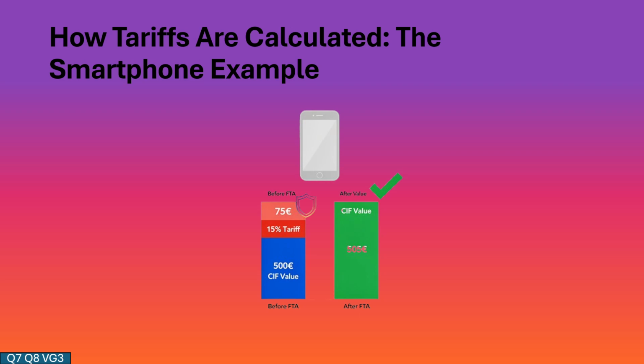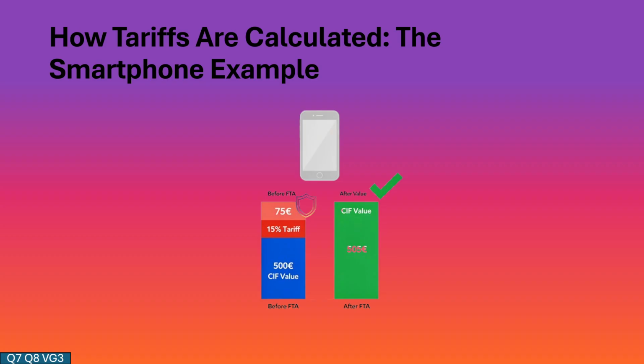Let's calculate how tariffs affect the price of a smartphone. The CIF value, cost, insurance, and freight, is €500. Governments add a 15% tariff on this value, which equals €75. This tariff is paid by the importer and added to the final price, making it €575.